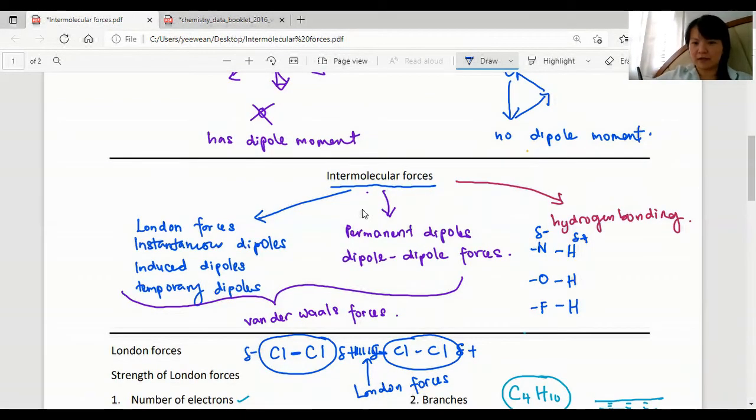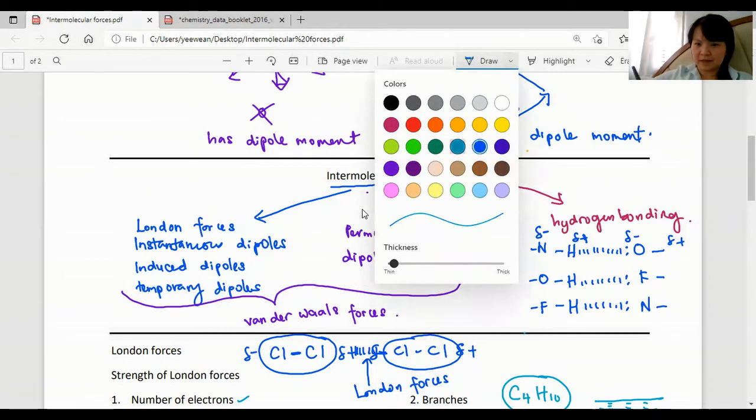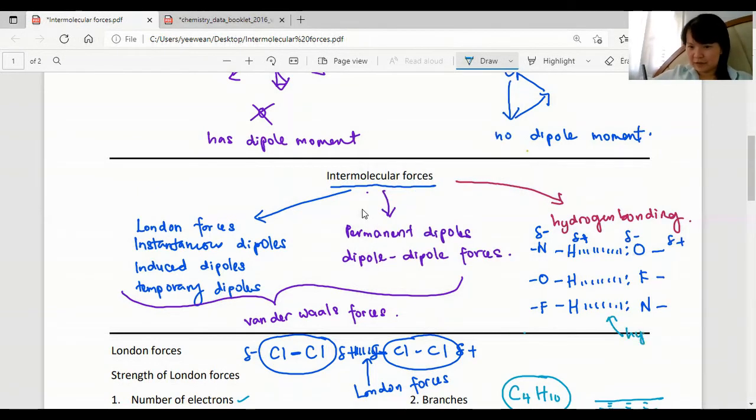Okay, the second criterion is that we must have a lone pair of electrons. And this lone pair must also come from N, O or F. So I'll just jumble it up a little bit. So this is a hydrogen bond. Hydrogen bonding.